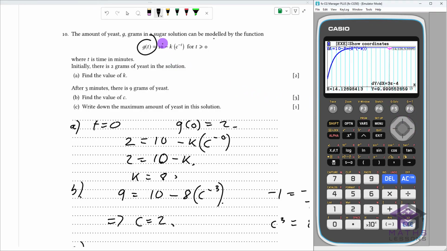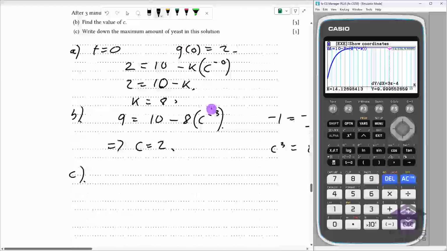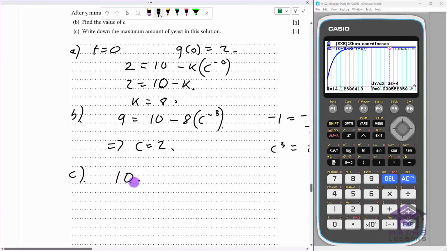You see it's getting closer and closer to 10. And if you think about it, here's 10, and you're taking away 8 times a number to a negative power. If you do a negative power, that makes the number very much smaller as you get bigger on the value of t. So this is getting smaller and smaller as you're taking a smaller and smaller value away from 10. So therefore, 10 will be our maximum value.